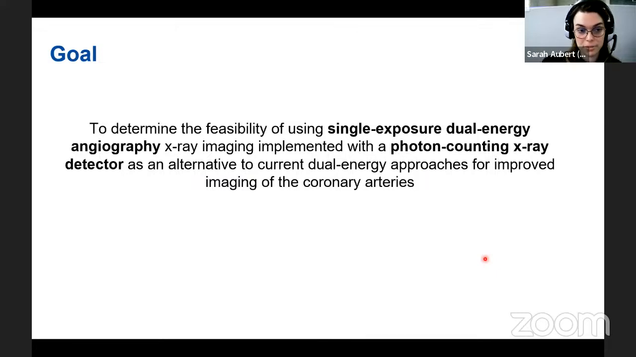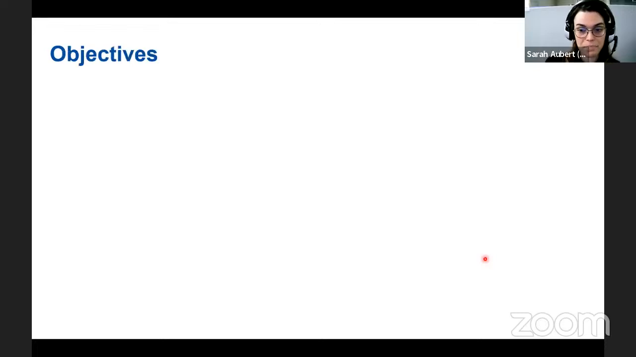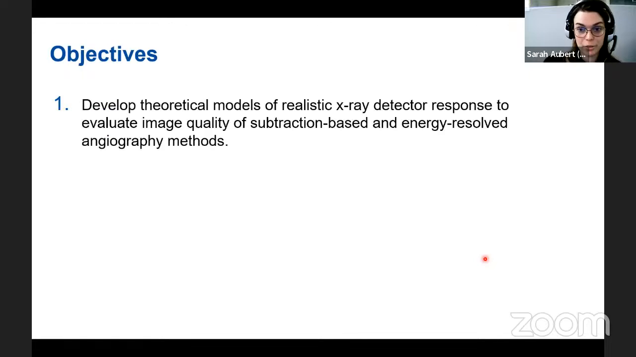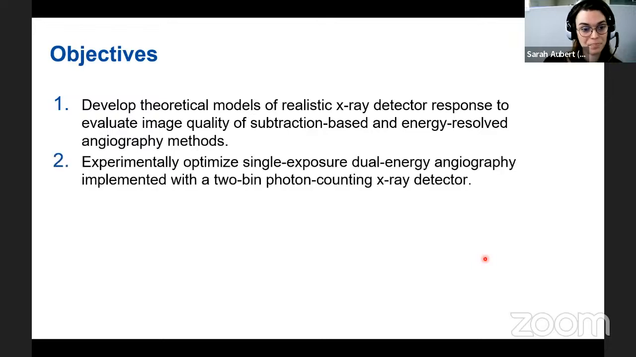The goal of this work specifically was to look at the feasibility of using this proposed single exposure dual energy approach implemented with a photon counting X-ray detector as a potential alternative to current dual energy imaging approaches for improved imaging of the coronary arteries. There were three objectives for this work. The first was to look at developing a theoretical model that incorporates realistic X-ray detector response to account for those physical phenomena that we see in photon counting detectors that we just talked about. We did this to evaluate the image quality of both the gold standard DSA and energy resolved approaches.